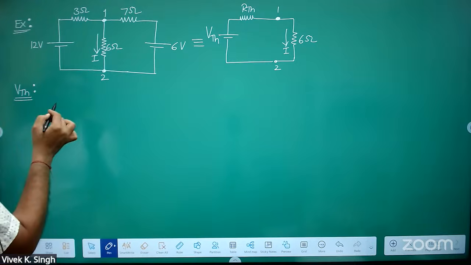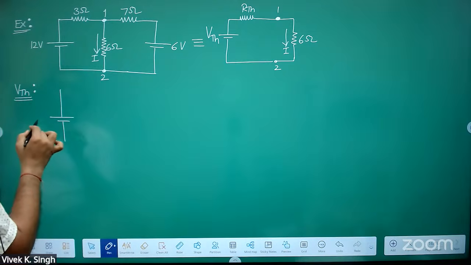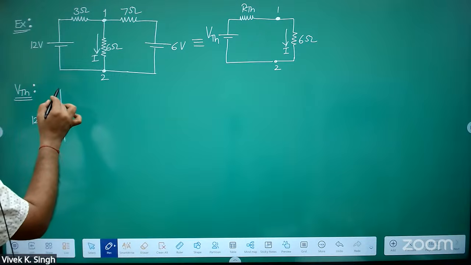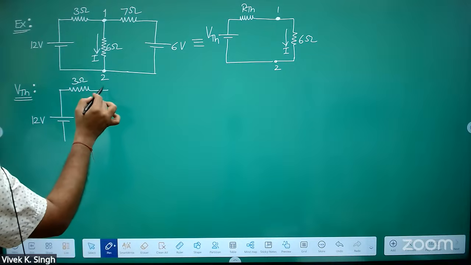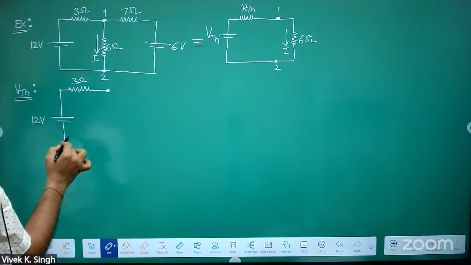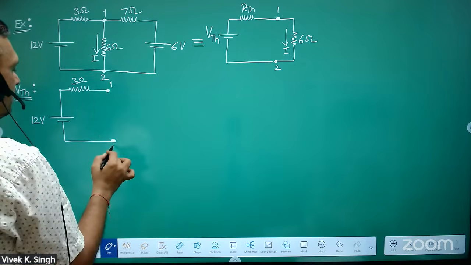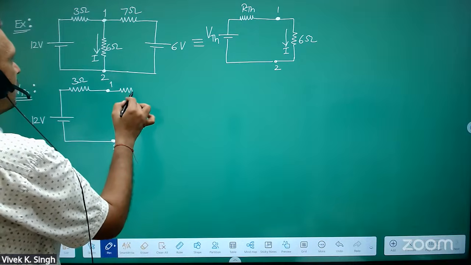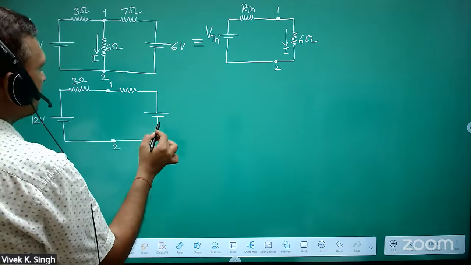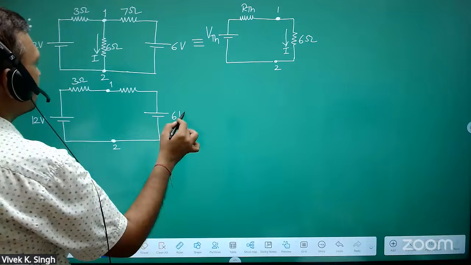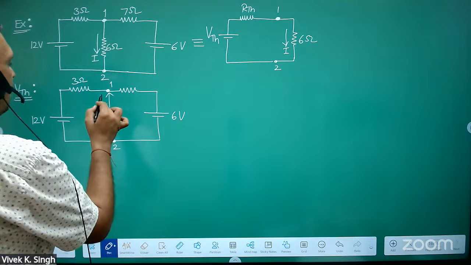VTH is the open circuit voltage. This is 12 volt. This is 3 ohms. This will be open circuited, points number 1 and 2. This is VTH. You have to find this value.